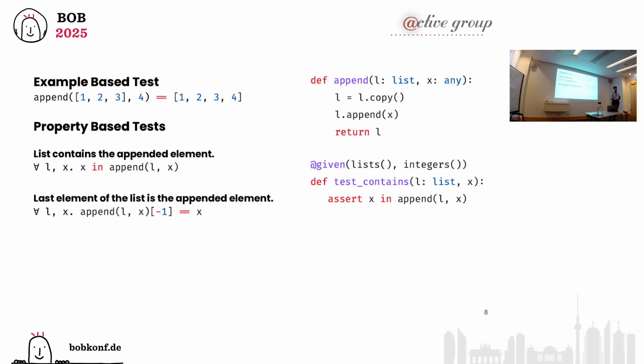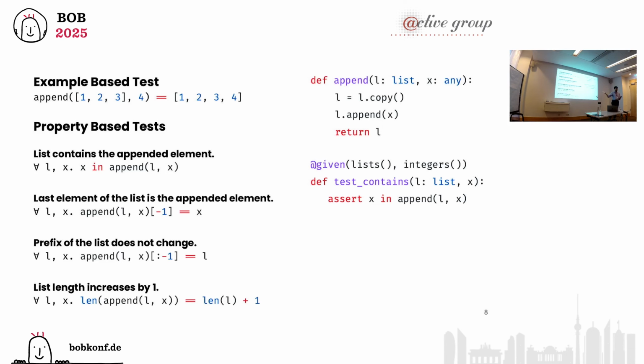Length is one larger than before. That is one. There is one more. Yes. The rest of the list should be the same. Yeah. So those are the two.